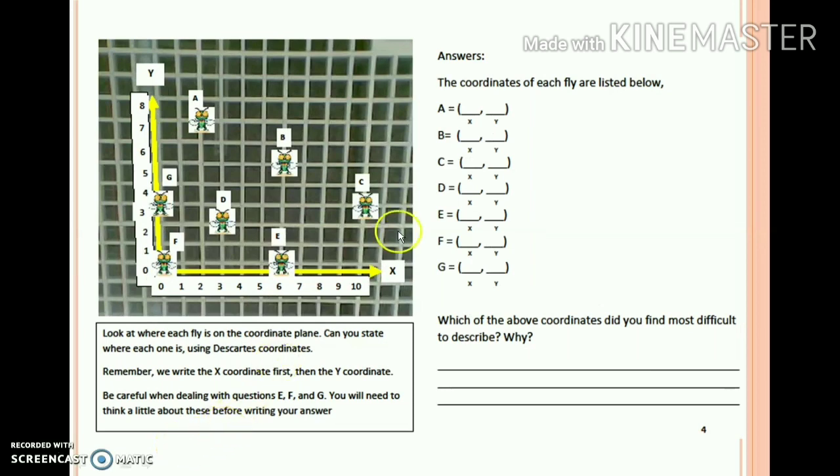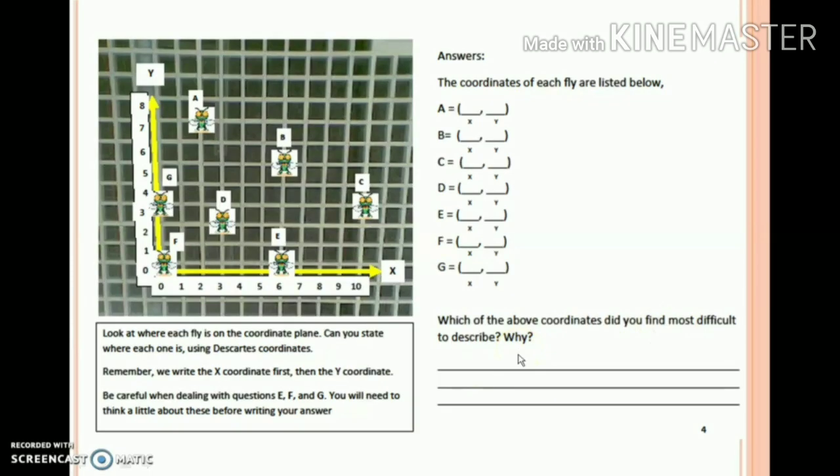So let's find the coordinates of each fly that are listed below. First of all, A. Where is the position of A? Yes, we can see it's 2 units towards the x-axis and then 7 units towards the y-axis. So its coordinates are 2, 7. Then the coordinates of B. Where is B? Yes, it is here, 6, 5. Similarly, we can write the coordinates of all the points given over here.